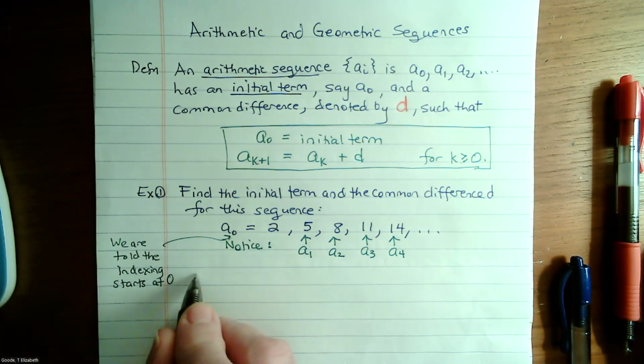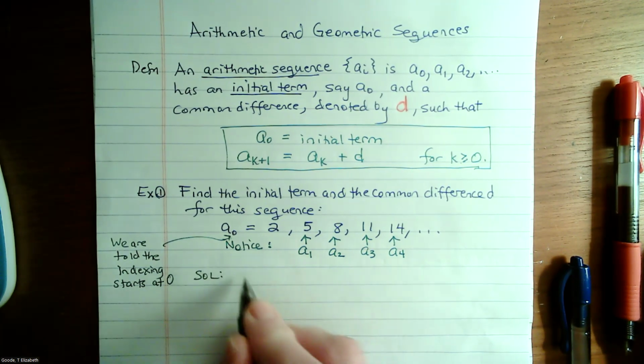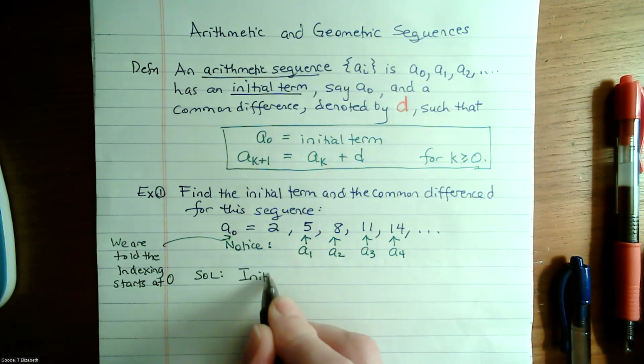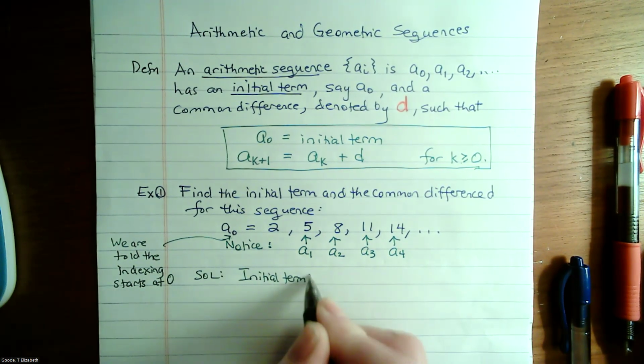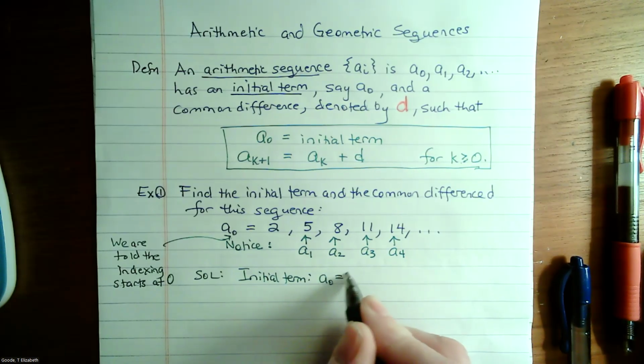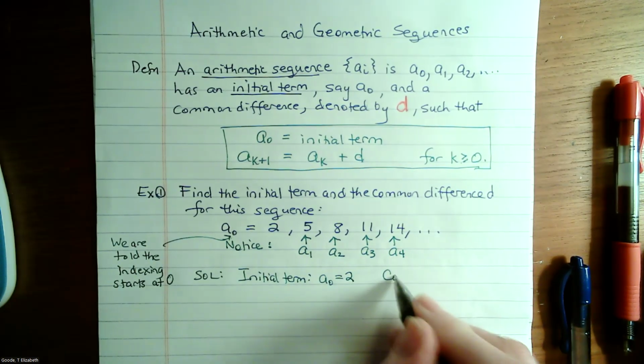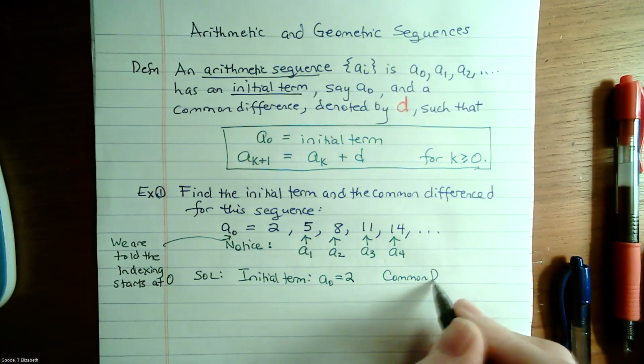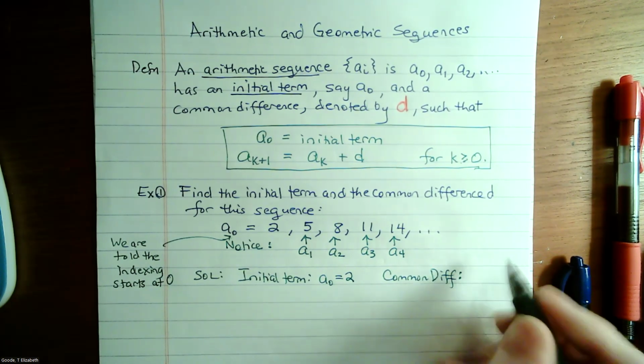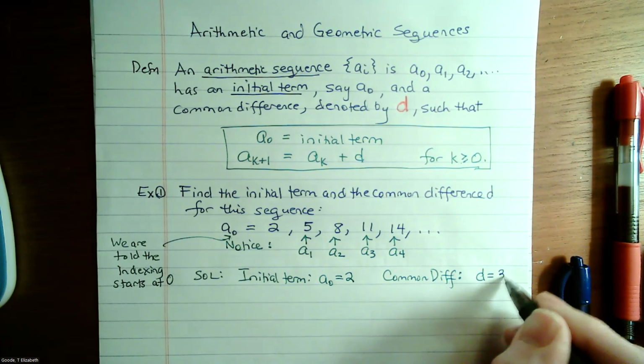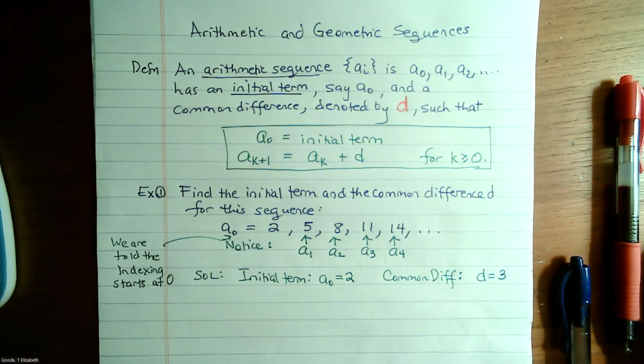So the solution here is, of course, the initial term is just this term that was given first. It's a naught equals 2. And the common difference, of course, you figure it out, is that quantity that's getting added over and over, and that's d equals 3.